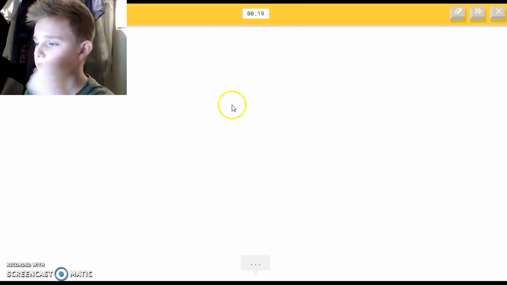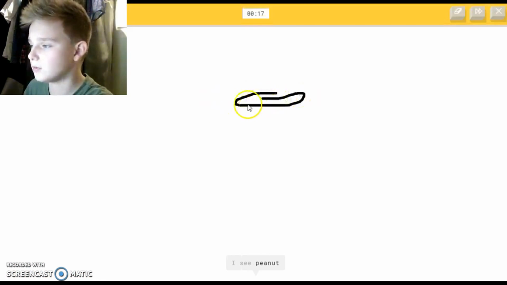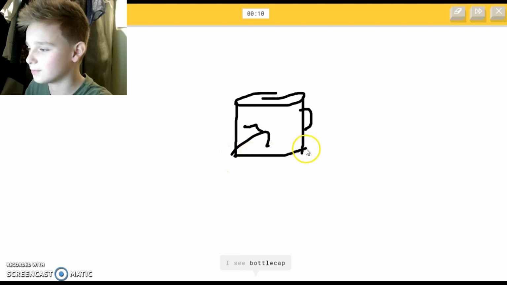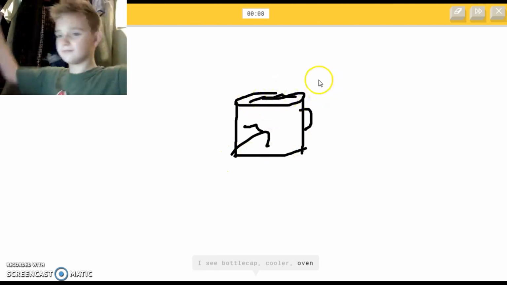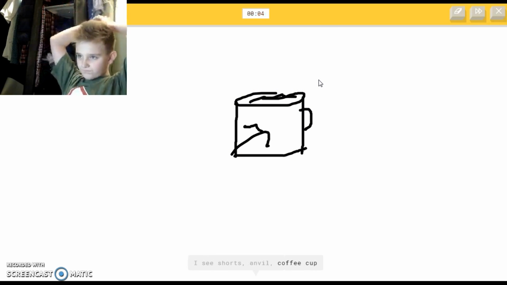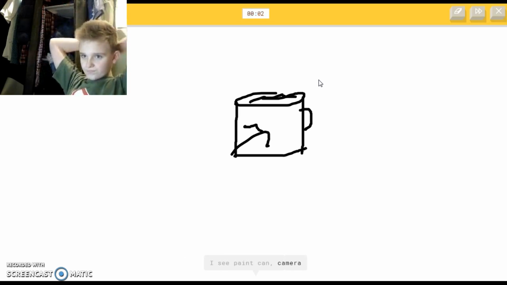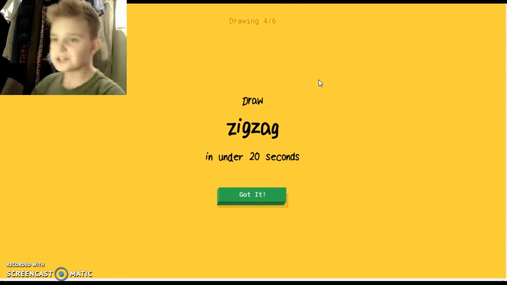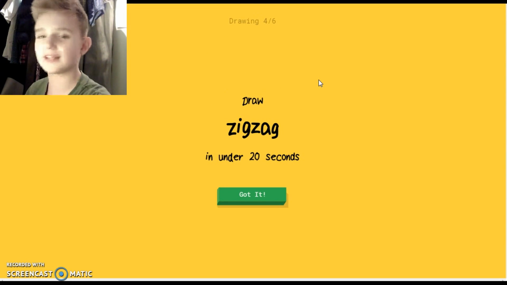Cup. I see peanut. Or cookie. Or pond. Or street light. Or table. Cup. I see bottle cap. Or cooler. Or oven. Or pool. I see shorts. Or anvil. Or coffee cup. Or mug. I see paint can. Or camera. Or underwear. Or book. Sorry, I couldn't guess it. She said mug. That's like a cup.